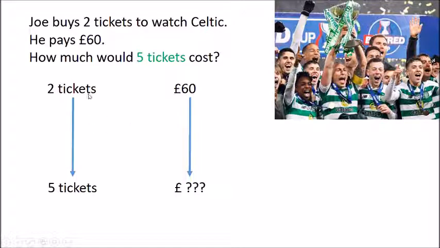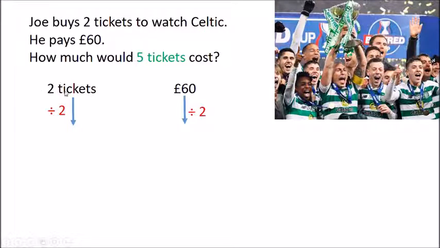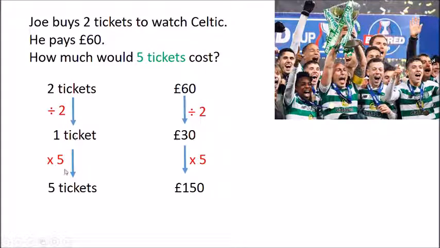Okay, so instead of trying to get straight from 2 tickets to 5 tickets, why don't we put a step in between that? Why don't we say, well, 2 tickets divided by 2 gives me 1 ticket. So now, if I know that 1 ticket is £30, well, how do I get from 1 ticket to 5 tickets? Well, I would multiply by 5. So 5 tickets would be £150. So because 2 doesn't go into 5, I've just taken it down in order to go back up again.